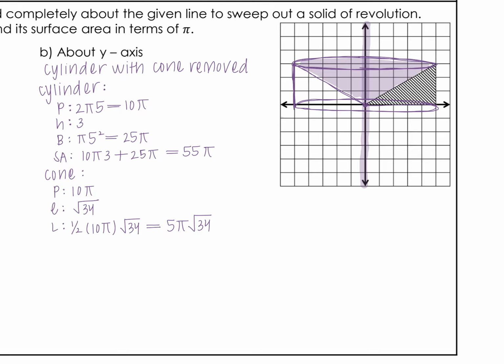And now, like I said, you're actually going to be adding these together. So for my total SA of this figure, my final answer, I'm going to take that 55 pi plus 5 pi root 34. And we are going to get that as my final answer. So I'm going to put my units squared on the end. And we are now finished with our day 2 lesson of surface area that deals with our cones and our pyramids.